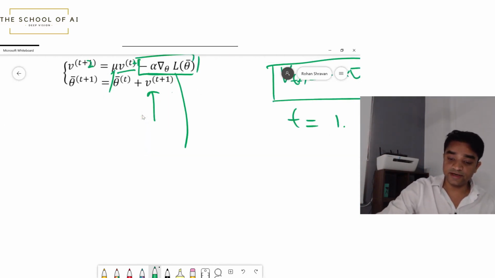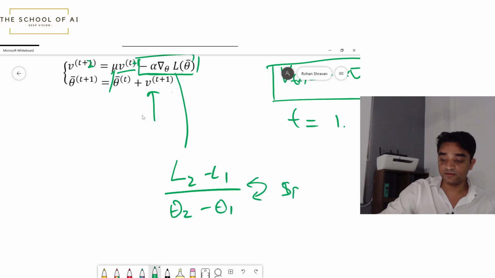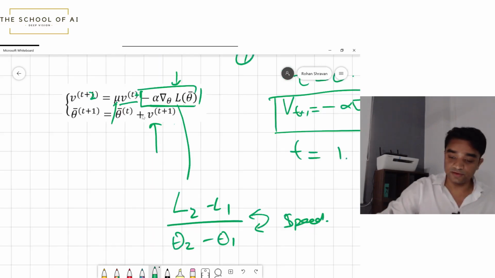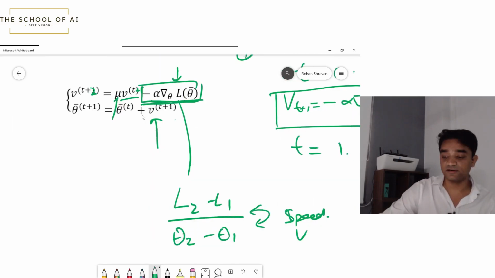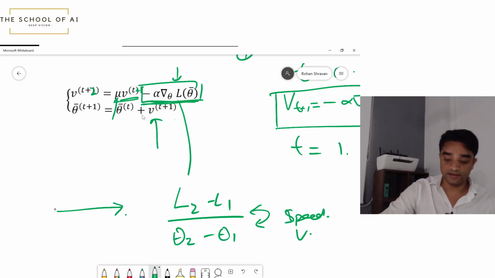Okay. Now this gradient right now can be considered as L2 minus L1 divided by theta 2 minus theta 1, right? Can we consider this as speed? Just for discussion. There's something divided by something, distance divided by time, some sort of speed in that order. Which means this is a vector. Let's say this is actually velocity. For a short duration, this is actually a vector. And this is another vector, which is the old vector I have right now. Now, when we add two vectors, what happens?